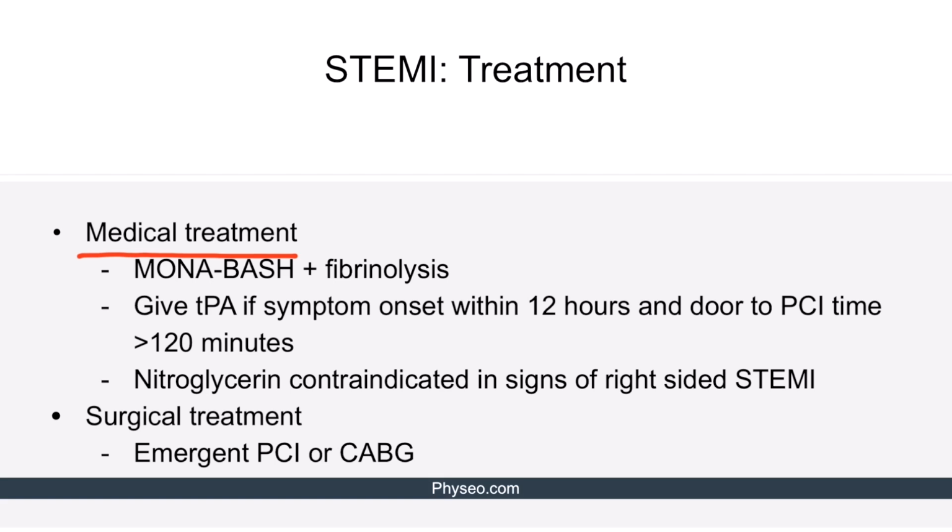Keep in mind, nitroglycerin is contraindicated in cases of right-sided infarctions because it could reduce preload and exacerbate any already existing systolic dysfunction in the ischemic right ventricle, further worsening cardiac output.